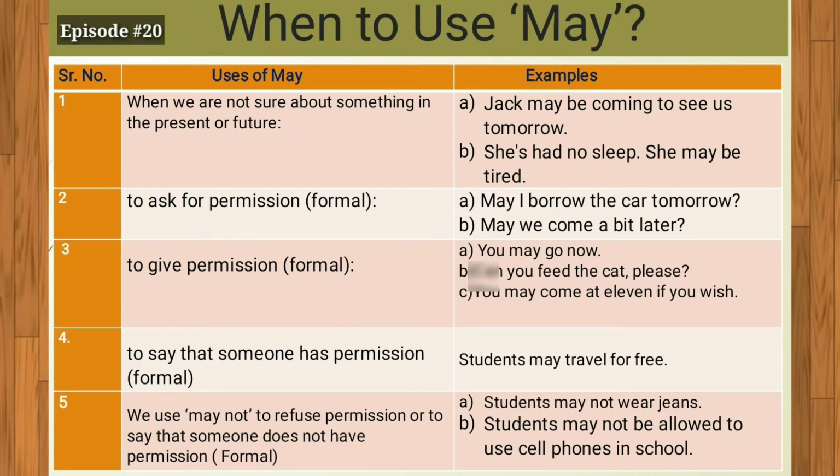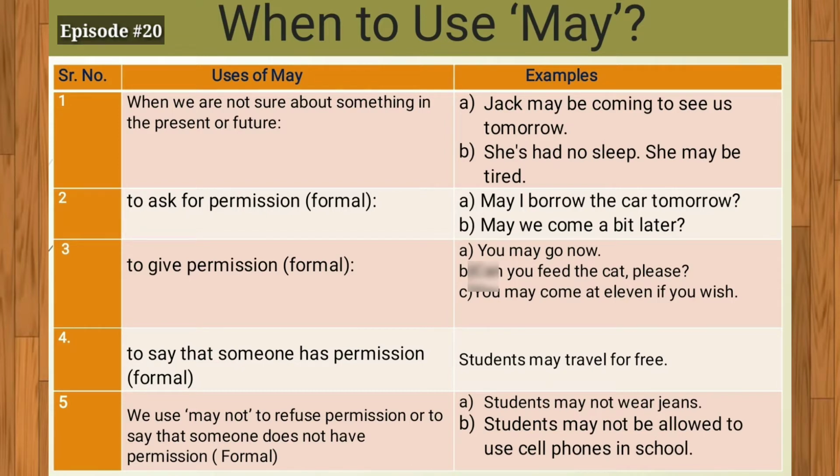The second use is to ask for permission. So may is used formally to ask for any permission. We can use can informally to ask for permission, but when it comes formally, we use may. For example, may I borrow the car tomorrow? May we come a bit later tomorrow?